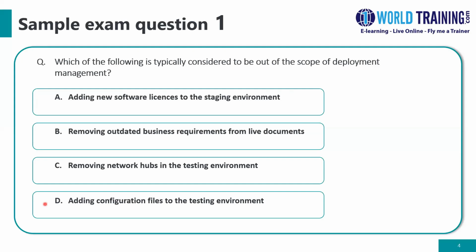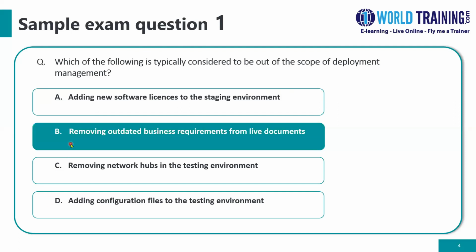So, hope you got the correct one. Let's go through them one by one. The first one is about adding software licenses, which is okay within the scope of the practice, because the practice is applied to digital and physical IT components, including software, hardware, documentation, licenses, and data as controlled by the organization. Therefore, A is in scope, C is in scope, and D also is in scope, whereas B, the second one, removing outdated business requirements from live documents, is not in scope, because it's about modifying a documentation. It is about changing a documentation, which is not in line with the deployment management practice purpose.